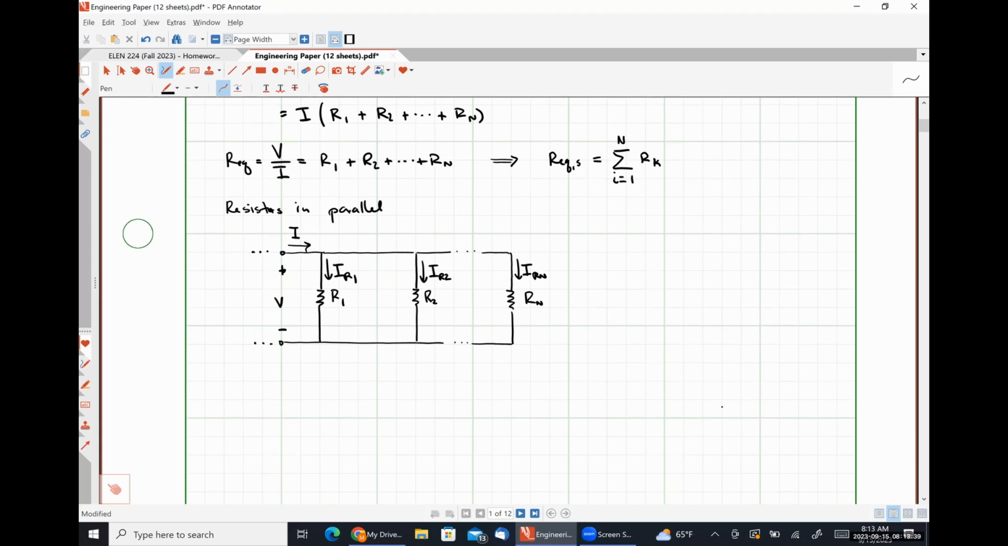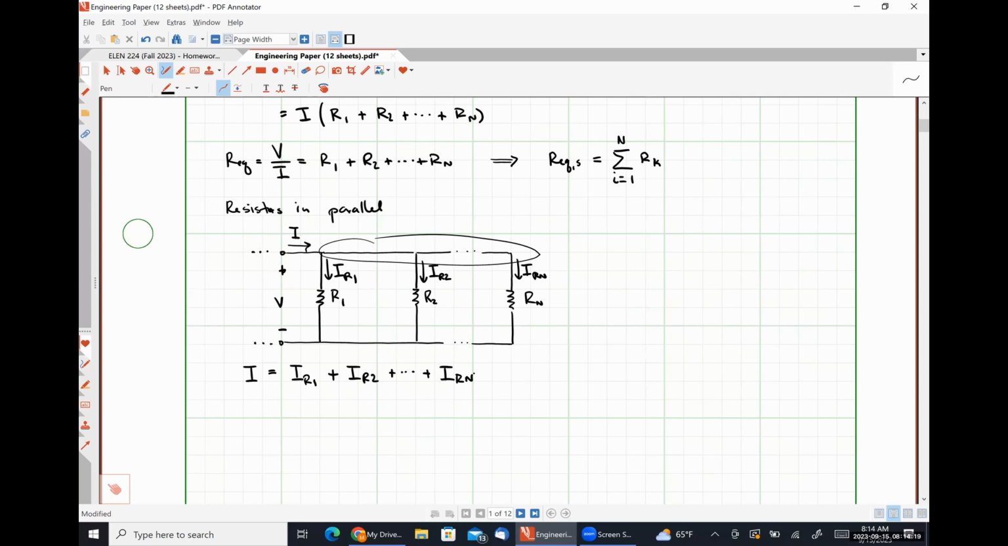So if I apply Kirchhoff's current law, formulation number 1, currents flowing into this network or this top node here equal the currents flowing out, what I will get is a current I, that's the one flowing in, will be equal to IR1 plus IR2 all the way out to IRN, like so. Current flowing in equals current flowing out applied at the top node.